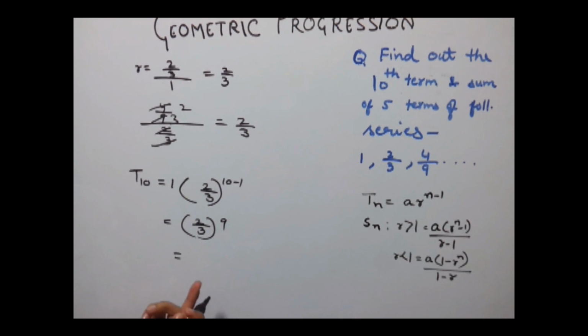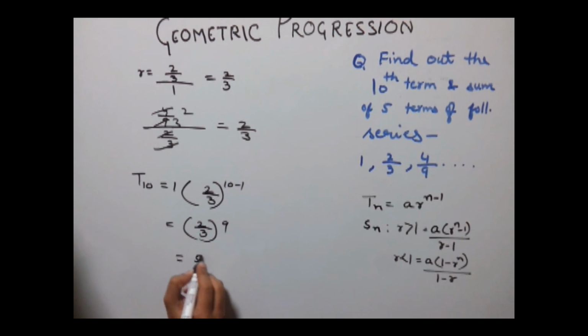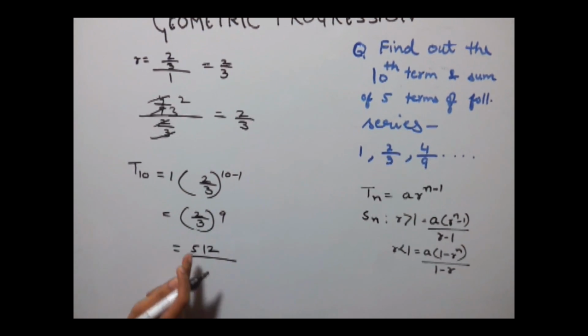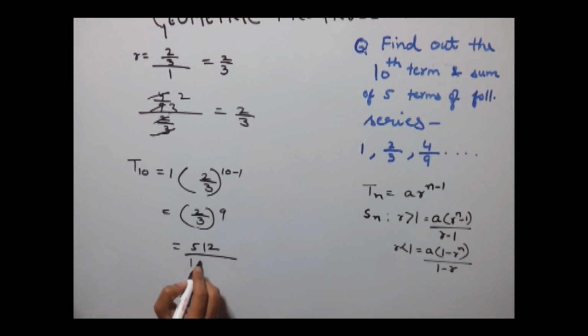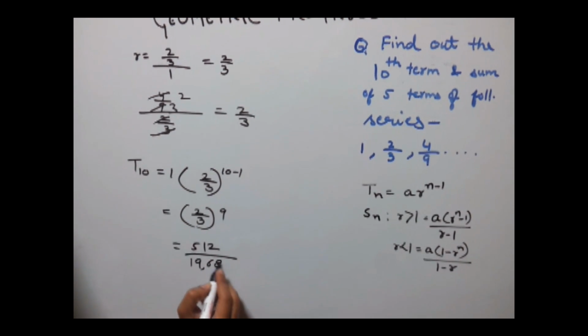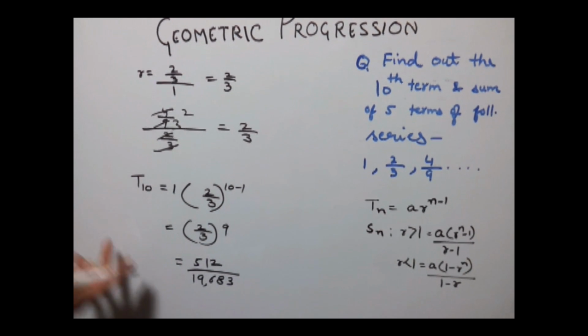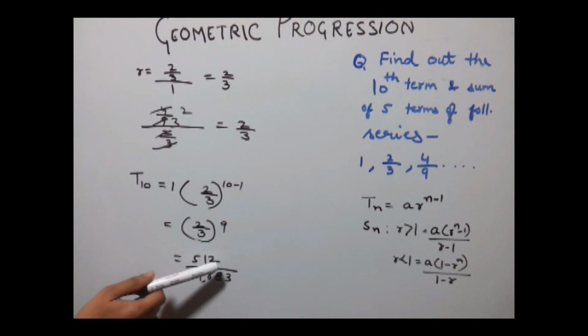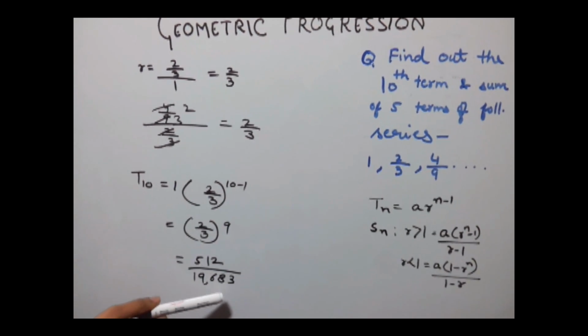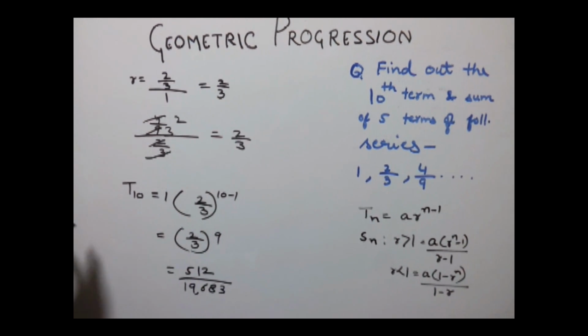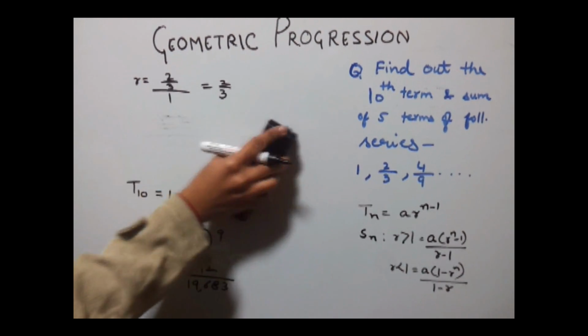2 to the power 9 is equal to 512 and 3 to the power 9 is 19683. Thus, the 10th term of this GP is 512 divided by 19683. Now let's find the sum of the first 5 terms.